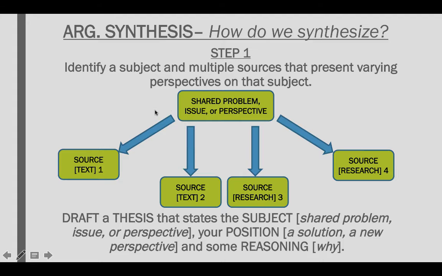All right? If you look here at our flowchart, certainly two texts are going to inform what the problem, issue, or perspective is. However, you're also going to use some other outside research on that topic. So, first and foremost, your texts are going to steer this project. They're going to determine what problem, issue, or perspective you have. After you've determined that, then you can go about doing research and finding some other sources.